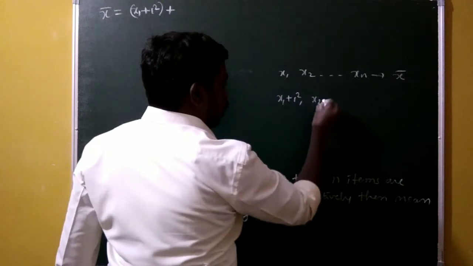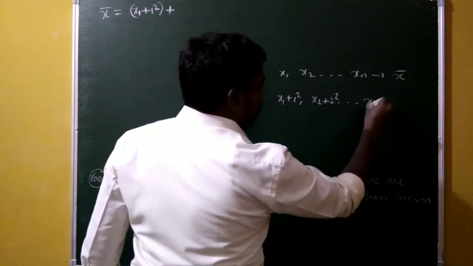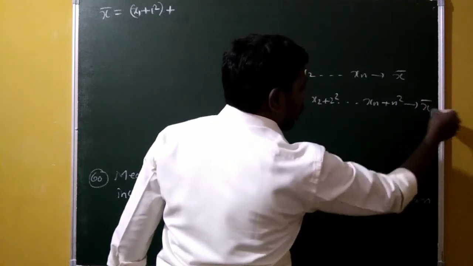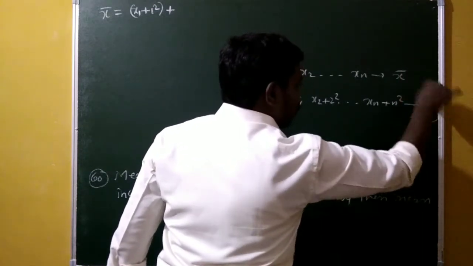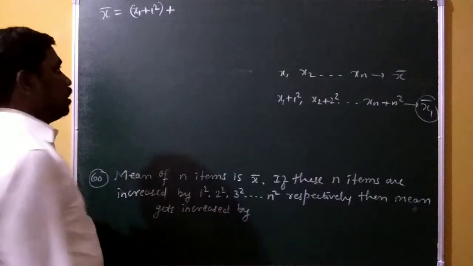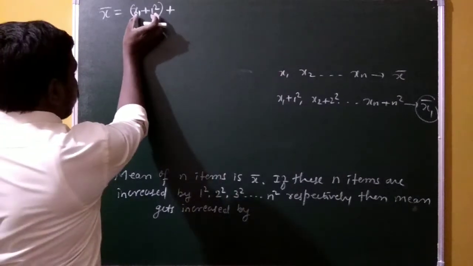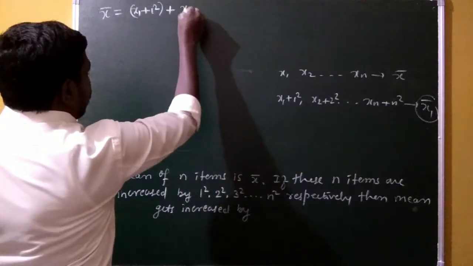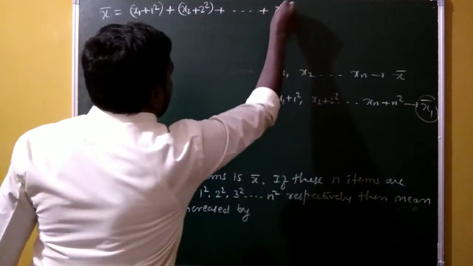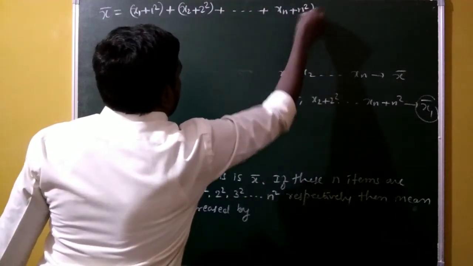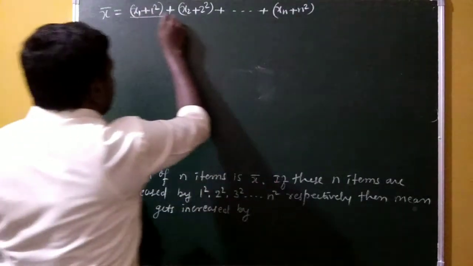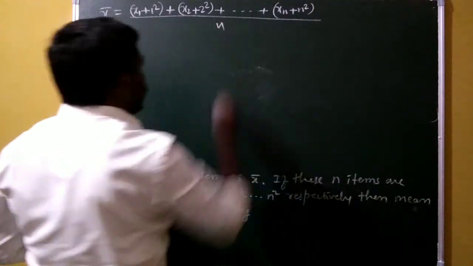ನೆಕ್ಸ್ಟ್ x2 plus 2 square ಅದೇ ರೀತಿ xn plus n square ಆಗ್ತದೆ. ಹಾಗಾದ್ರೆ what is the mean? ಹಾಗಾದ್ರೆ ಇದರಲ್ಲಿ ಸೊ ಓಲ್ಡ್ ಮೀನ್ಗೂ ಸೊ ನ್ಯೂ ಮೀನ್ಗೂ ಎಷ್ಟು ಇನ್ಕ್ರೀಸ್ ಆಯ್ತು ಅಂತಂದನ್ನ ಕ್ಯಾಲ್ಕುಲೇಟ್ ಮಾಡಬೇಕು. ಓಕೆನಾ? ಹಾಗಾದ್ರೆ ಸೊ ಪ್ರತಿ ಅಬ್ಸರ್ವೇಷನ್ ಏನಾಯ್ತು x1 plus 1 square, ನೆಕ್ಸ್ಟ್ x2 plus 2 square, ಅದೇ ರೀತಿ xn plus n square. So divided by number of observation is same.